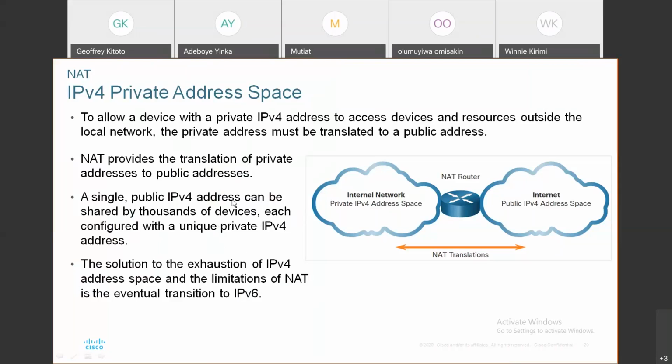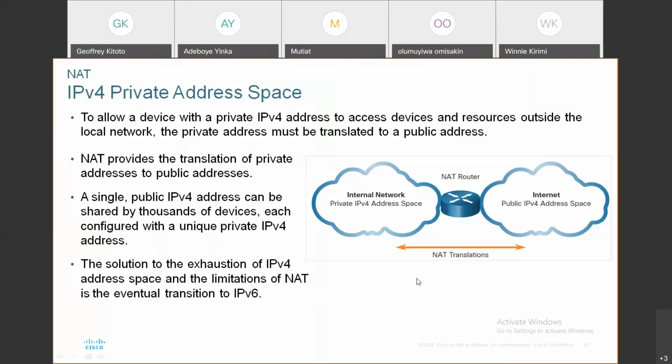So that translation is very, very important. There will be a NAT router that translates these addresses from private to public. Again, remember what we said in season 1: the private address is not routed to the internet, but public addresses are routed to the internet.